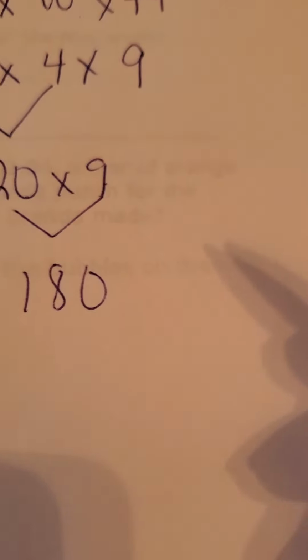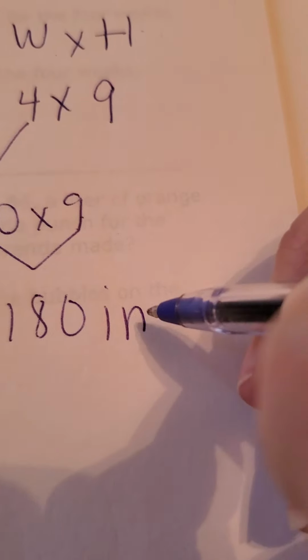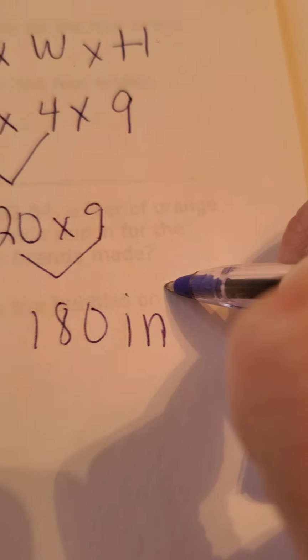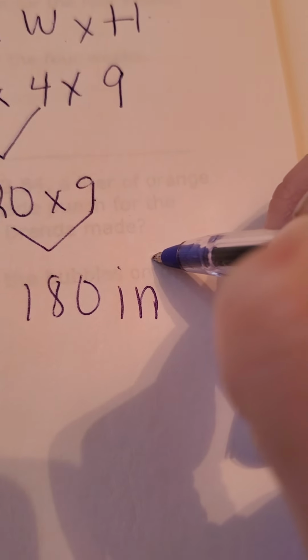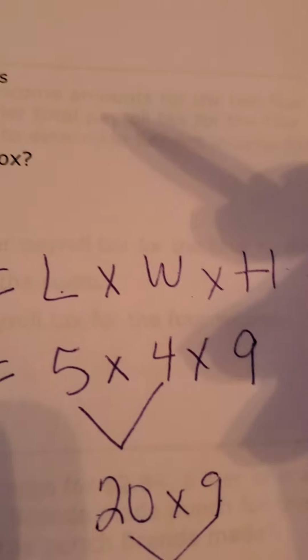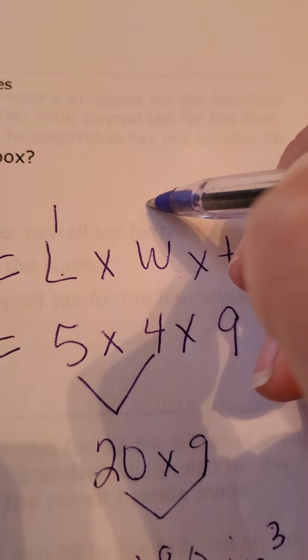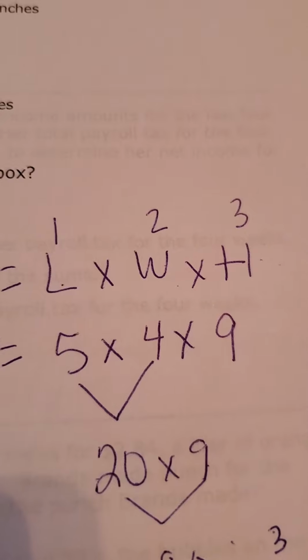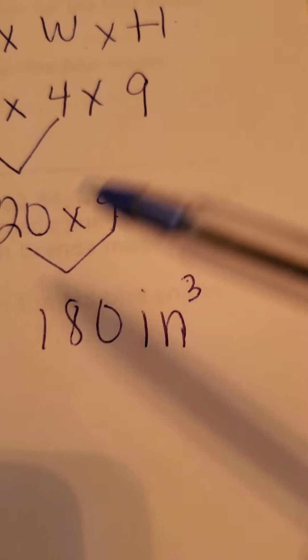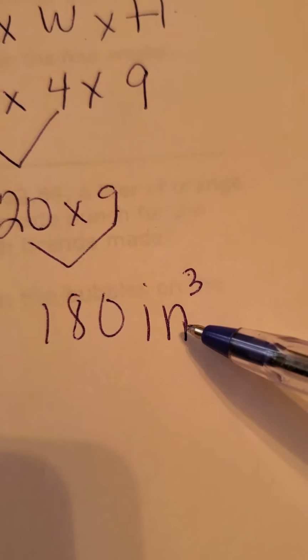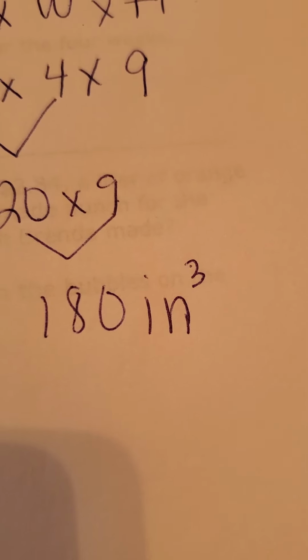Now, if we were going to write this out, we could do inches. And what number do we put up here to designate that this is a volume? 3. There you go. Because look, how many things did we multiply together? 1, 2, 3. So your exponent is going to be 3. 180 cubic inches or 180 inches cubed.